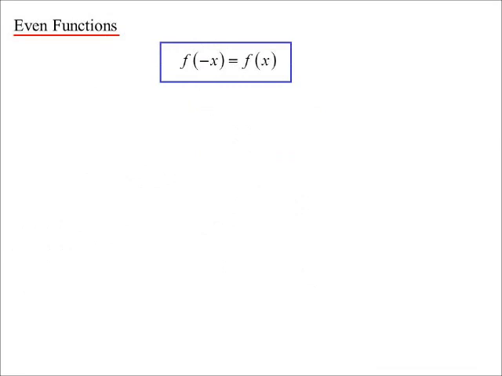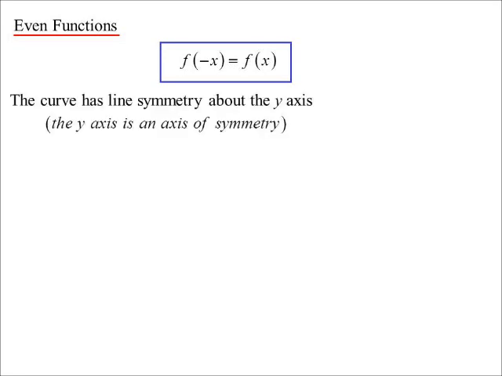Even functions, f(-x) is equal to f(x). This one has line symmetry. Which one there has line symmetry? It has an axis of symmetry. Parabola. A parabola has an axis of symmetry, so it is an even function. Any others up there? I was just wondering whether someone would fall for the circle again. No, okay. The y-axis is an axis of symmetry.